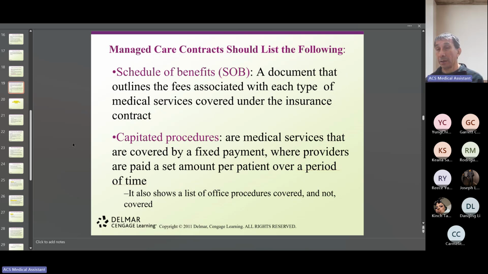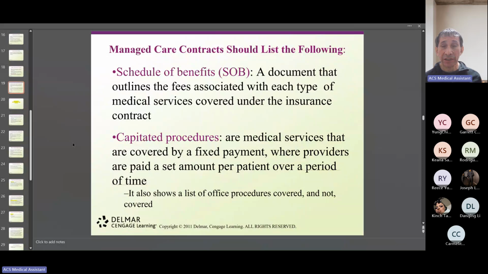This is a fixed amount of money that the insurance pays the medical provider for the services of their clients. Let me give you examples. All these are managed care. Remember, private insurance do not have capitations. This is for governmental insurances.